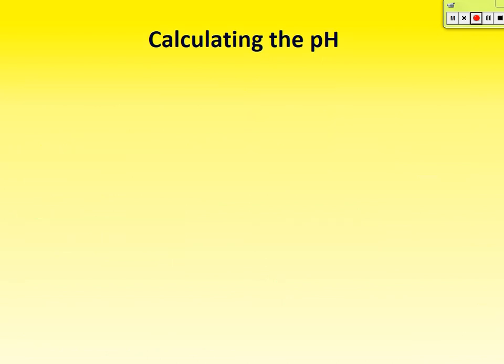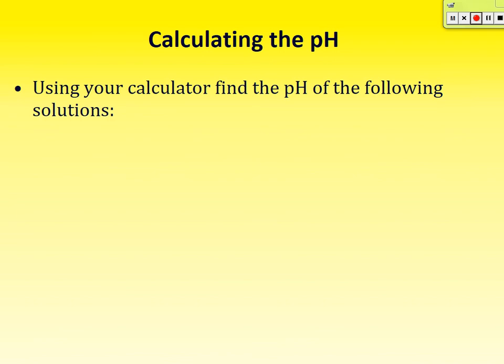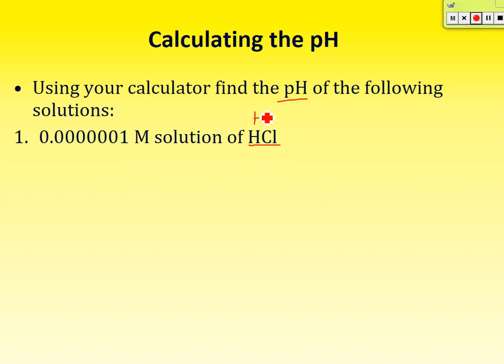Let me see if I can help you with this. It says, using your calculator, find the pH of the following solutions. Now, this is not in your guided notes, but I would like you to try it. Okay, let's find the pH of this solution. 0.000001 molar solution of HCl. HCl is our acid, so there's our H plus concentration. So here's how we do it.